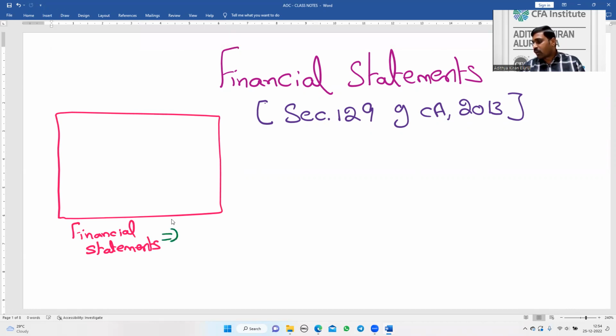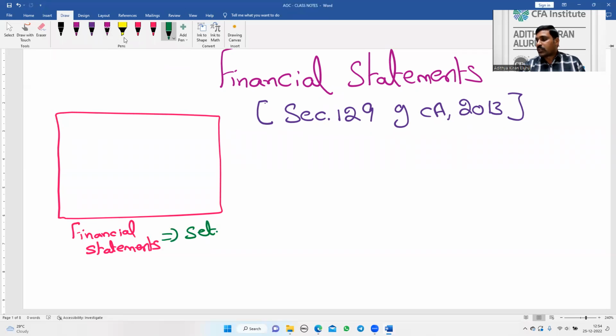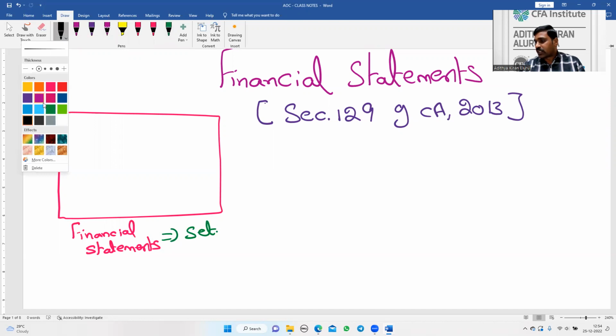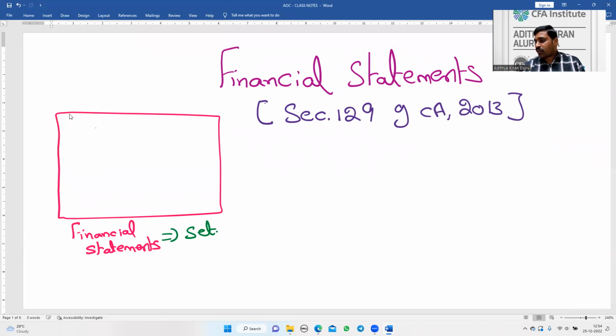Now we'll discuss what is contained in that set of documents. What are the things contained in the financial statements? The first one is the balance sheet. Everybody knows financial statements contain, as the first thing, the balance sheet.